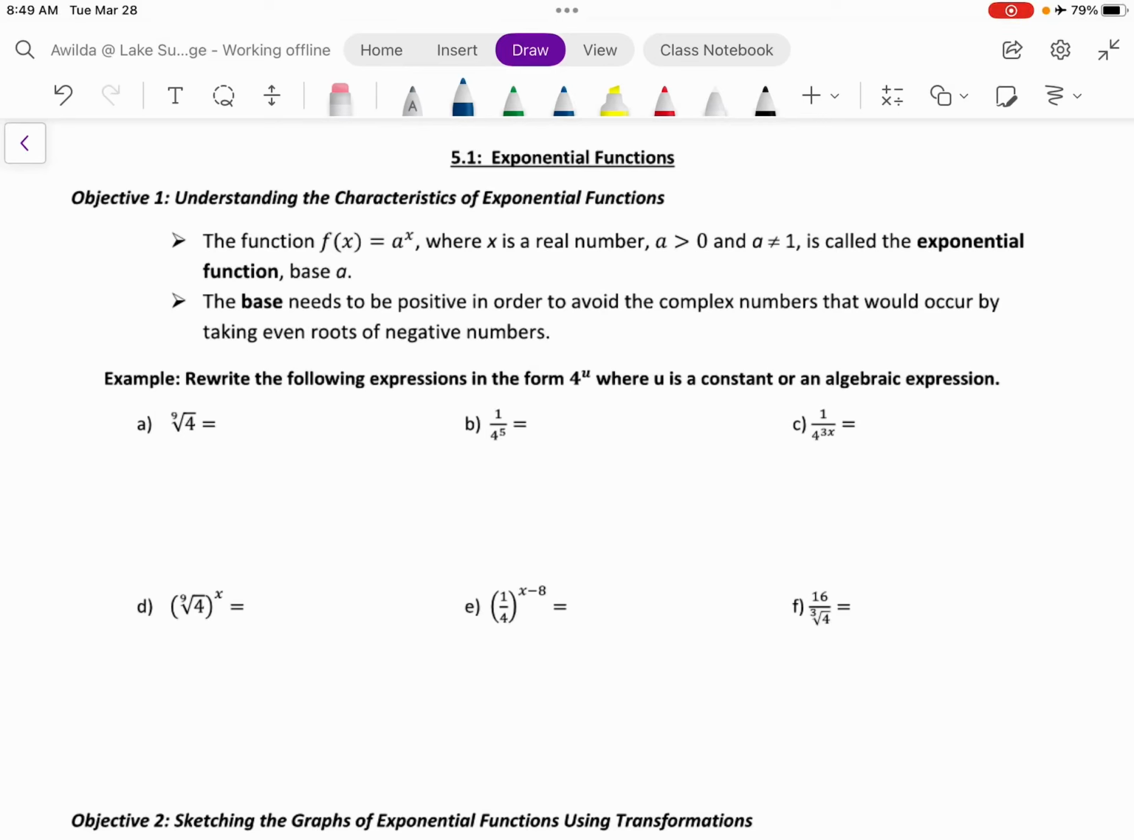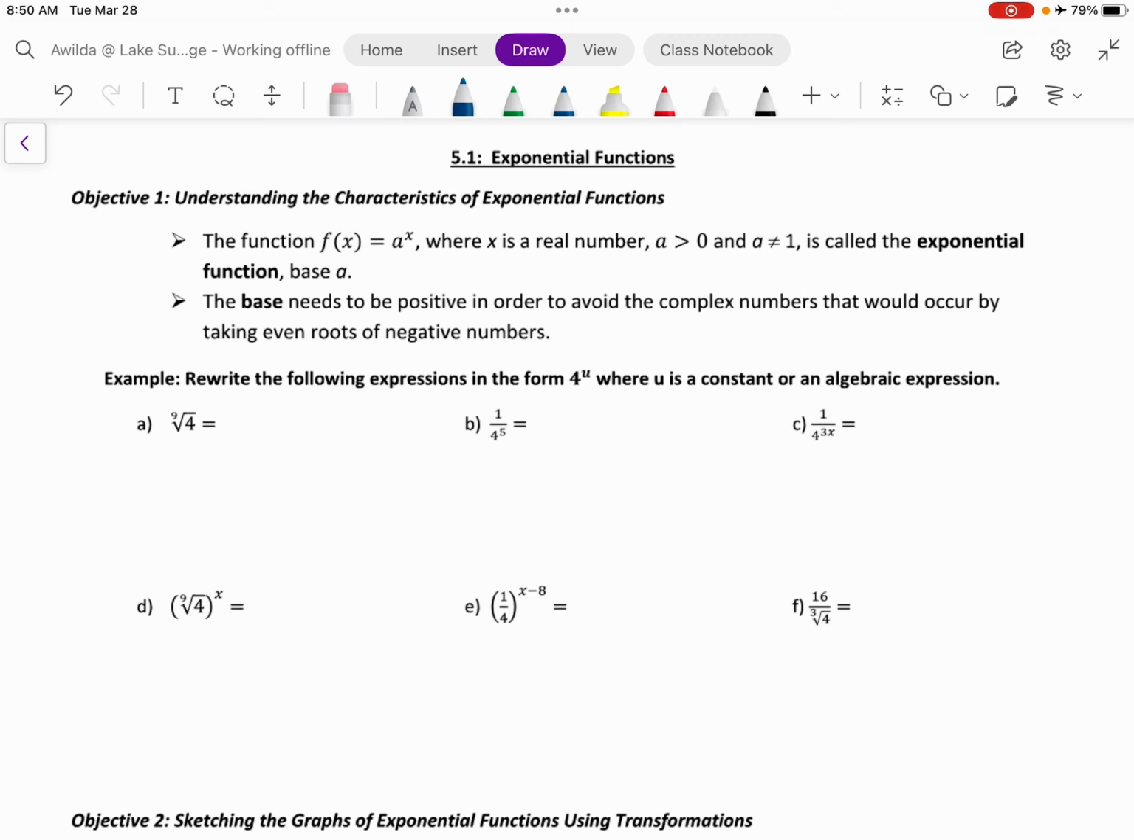In section 5.1, we will explore exponential functions. The function f of x is equal to a to the x power, where x is a real number and a is greater than 0, meaning that it is positive, and a is not equal to 1, is called the exponential function with base a. The base needs to be positive in order to avoid the complex numbers that would occur by taking even roots of negative numbers.